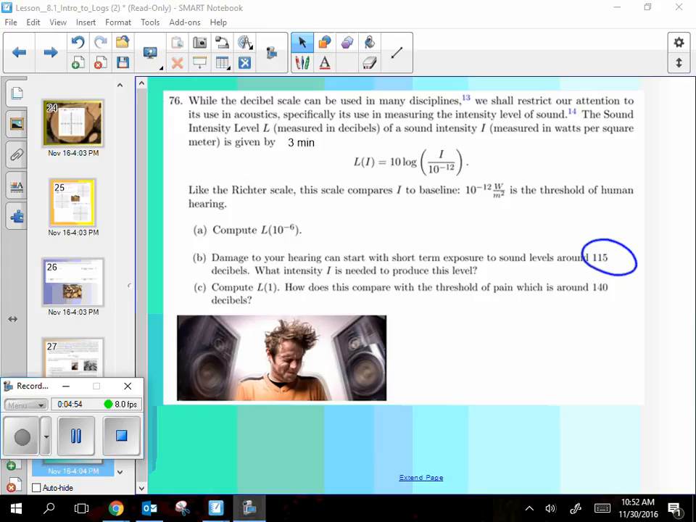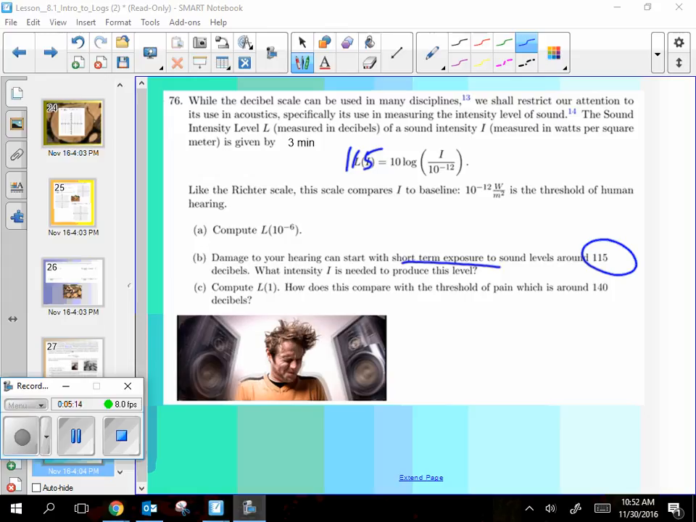Okay, so anyway, the 115 is where you can start getting hearing damage with short-term exposure. So where does the 115 go? Is that here? Yeah. So how do I solve this thing then?